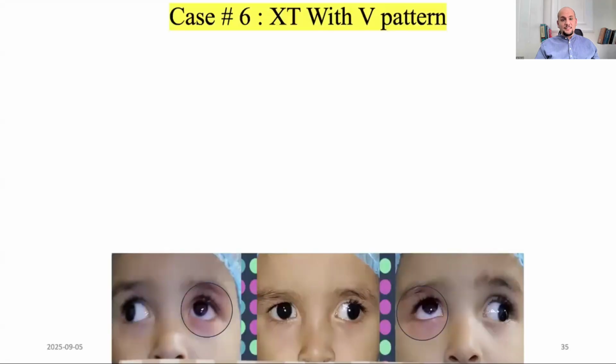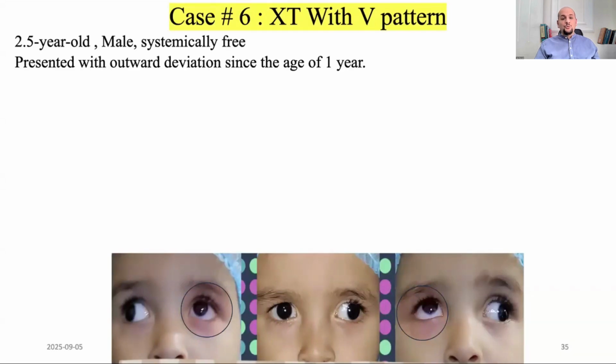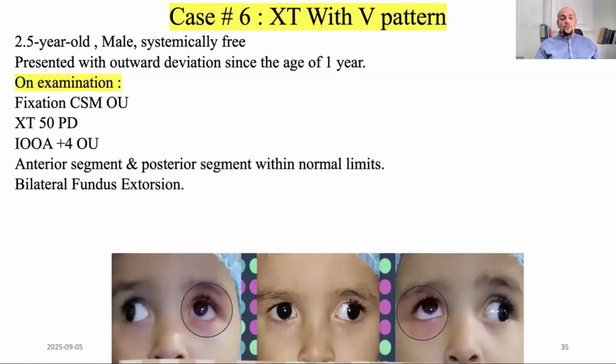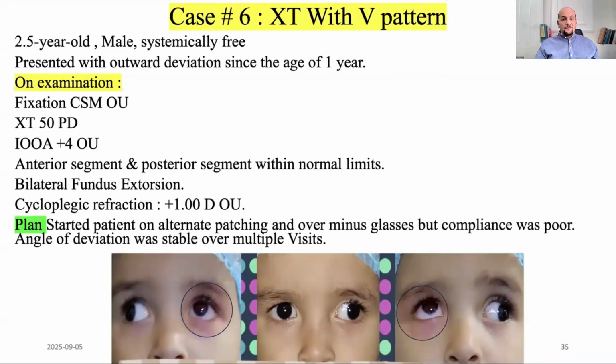Moving to the second case, that's a child who is 2.5-year-old, presented with outward deviation since the age of 1 year. On examination, central steady maintained fixation in both eyes, exotropia 50 prism diopter, inferior oblique overaction +4. You can see here, severe inferior oblique overaction in both eyes, with bilateral fundus extorsion, cycloplegic refraction +1.